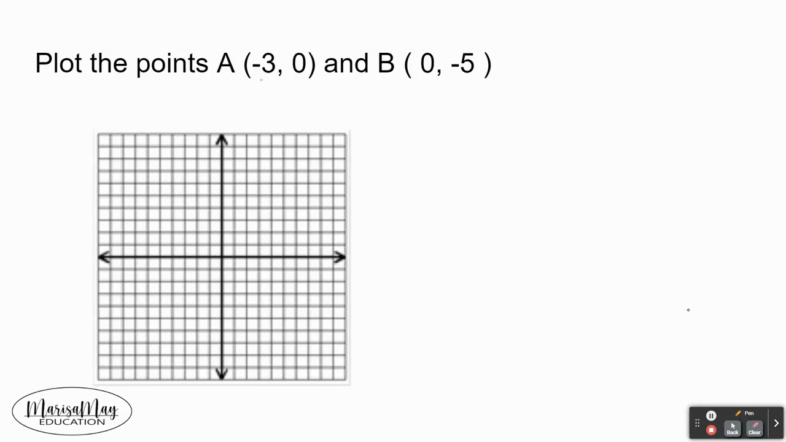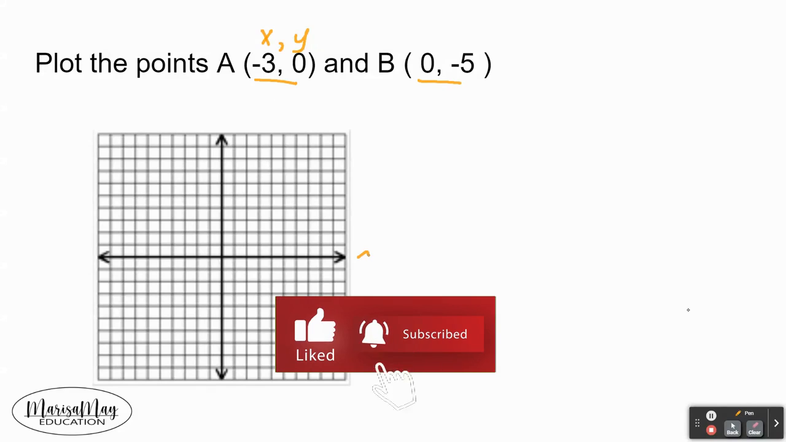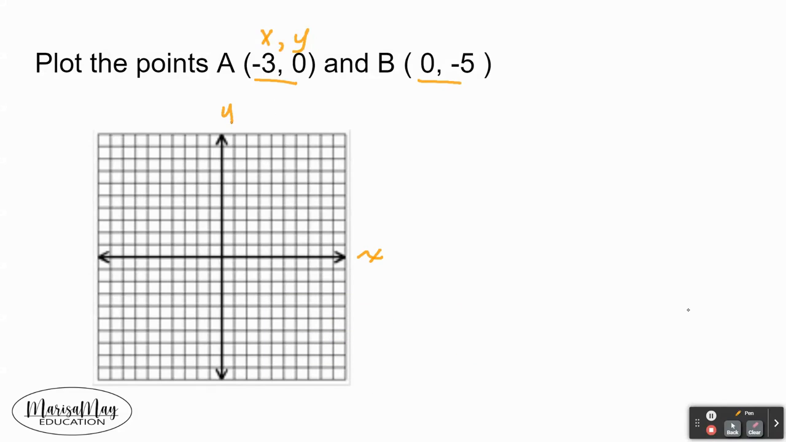Video, let's plot the points A being -3, 0 and B being 0, -5. So remember, when we plot points, they are X and then Y, and our axes are X and then Y. So start from the center and we go -3 in the X direction. So that's left, 1, 2, 3, and we go 0 in the Y direction. So that means we stop right here. I'm going to label this as A.